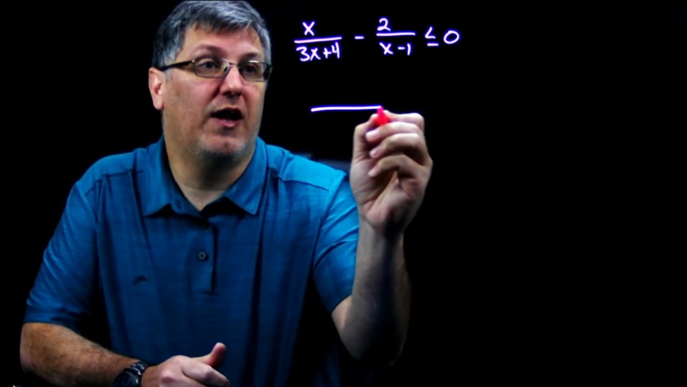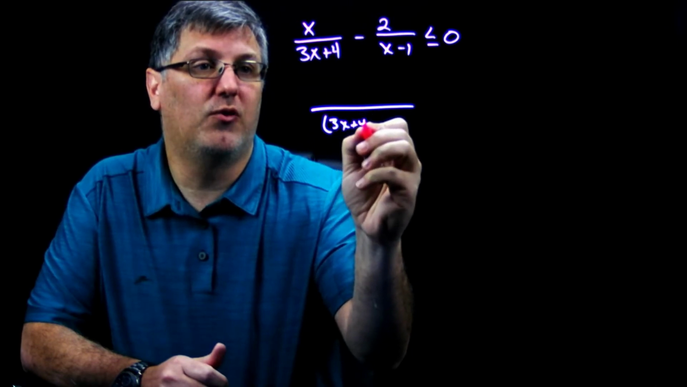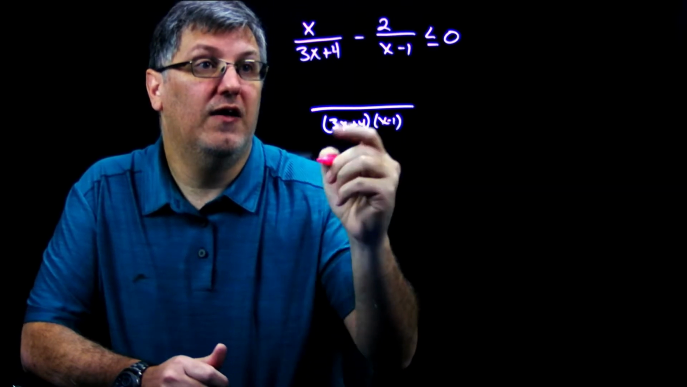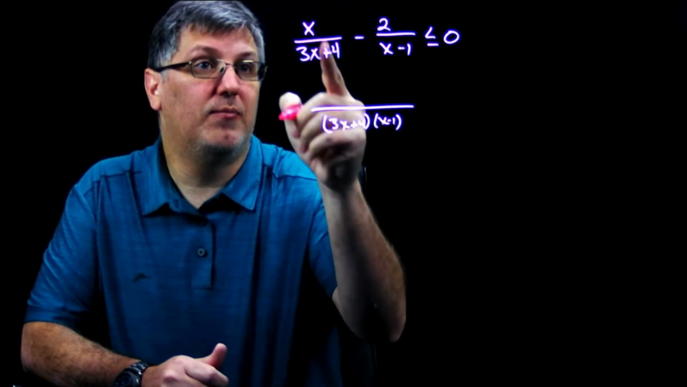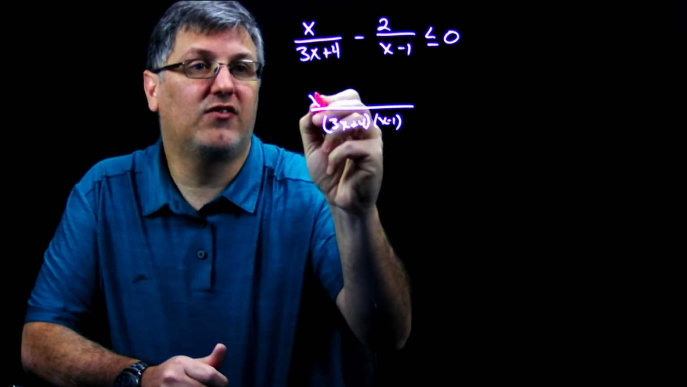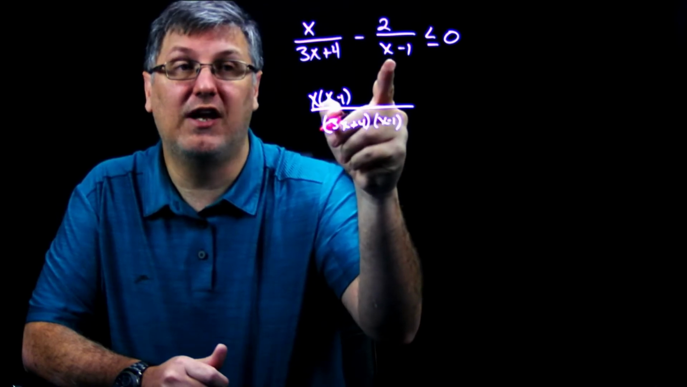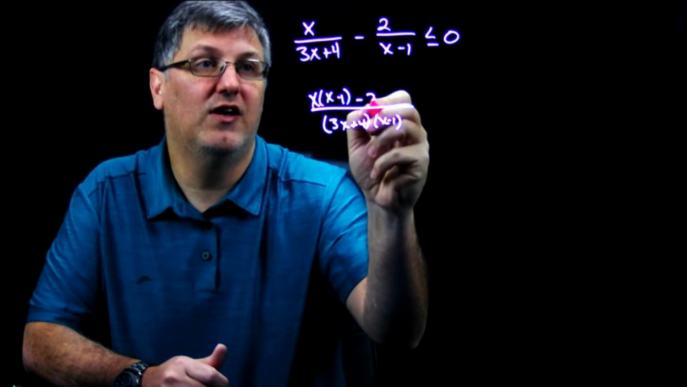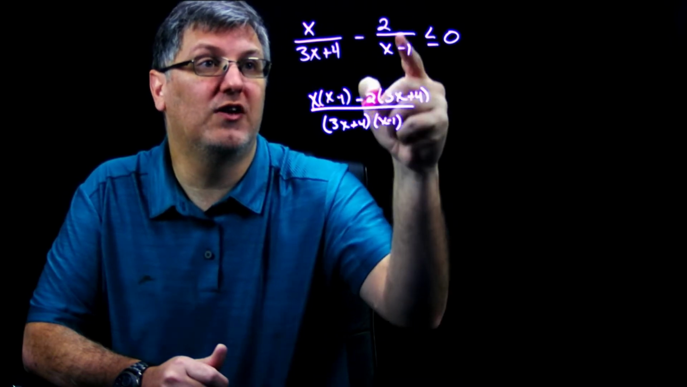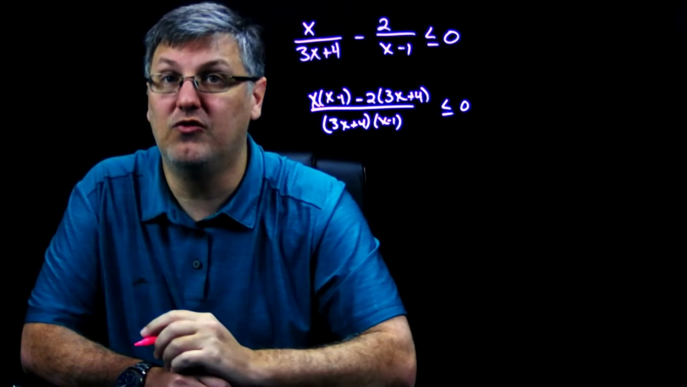To do that, we're going to multiply my bottoms together. So I have my 3x plus 4 and x minus 1. And then I want to multiply up in this direction and this direction. So we're going to do x times x minus 1. The reason why is this fraction is missing the x minus 1. And then we're going to do minus 2 times 3x plus 4. And the reason is because this fraction is missing the 3x plus 4. And that's going to be less than or equal to 0.